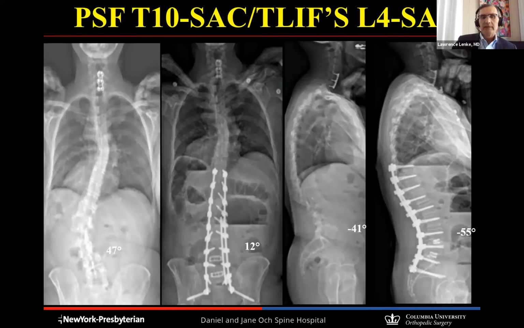So here we do a T10 to sacrum instrumented fusion with T-lifts at the bottom after decompressions. Again, this is just highlighting that the system isn't perfect. For adults, obviously, we have to look at MRIs, and sometimes, especially in the lumbosacral region, that's going to change our treatment based on the classification, even if things are considered non-structural.